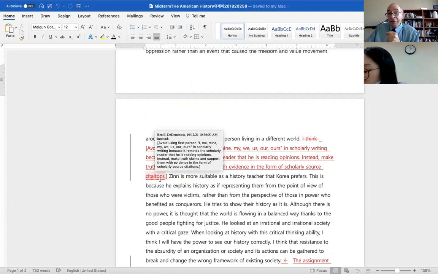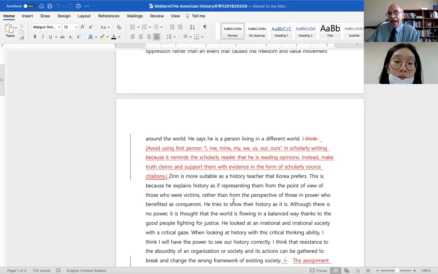All right, but then you have to prove it. You can't just state it. You prove it by providing evidence from scholarly sources, like the Zinn textbook. That's how you provide evidence to prove to me that your truth statement is in fact correct. So that's what we do in academic writing.